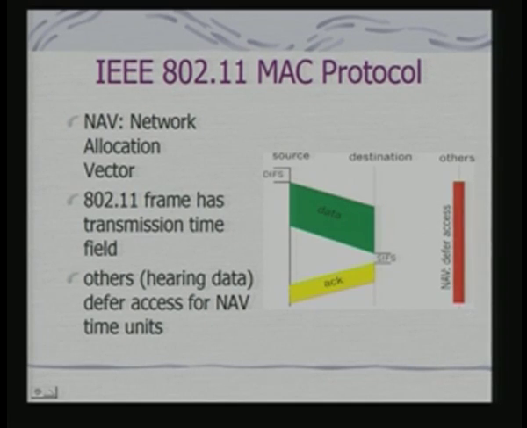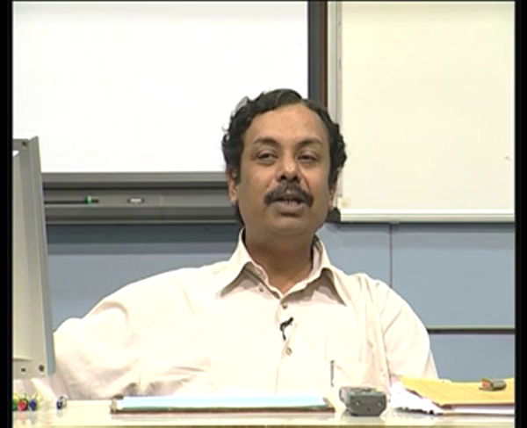So, effectively here there is no collision detection, what you have got is collision avoidance. Why? Because collision detection means you are actually using energy to transmit and then detecting the collision. When it is a wireless link, you would like to preserve energy. So, why would you transmit the data and then detect the collision? This is a very basic motivation for why this protocol is built around collision avoidance.